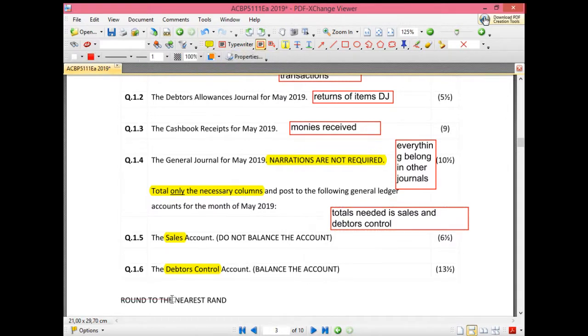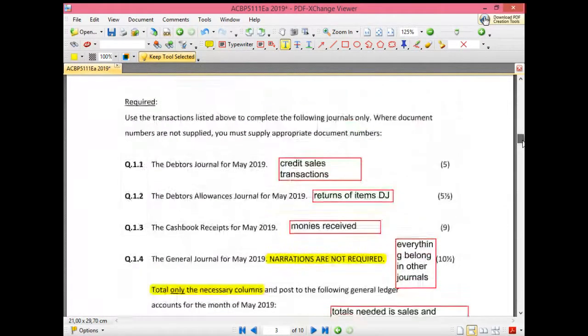Also important to note, round to the nearest rand. If they indicate round to the nearest rand, you round to the nearest rand. If they don't, then you need to show me the cents as well. So that is the information that we require. Let's go through the information to see what information will go where.